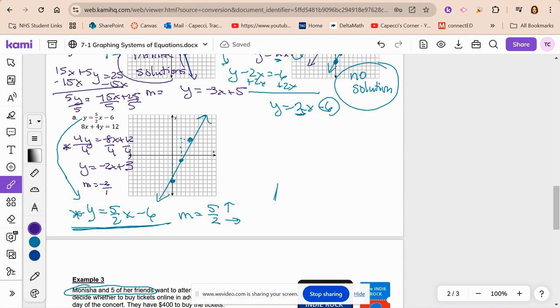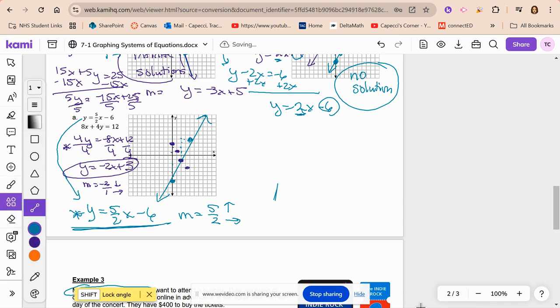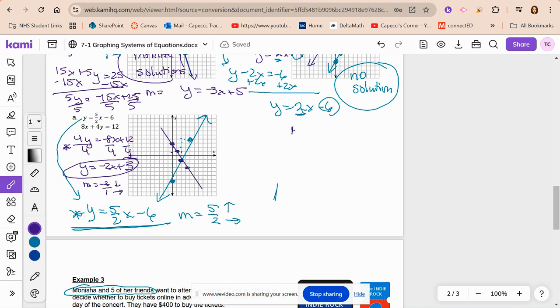I'm going to do the same thing with my other equation, right? I have negative 2 to the right 1, so I'm going to go down to the right 1. So I'm going to start at 3. And I'm going to go down 2 to the right 1, down 2 to the right 1. There's my point of intersection, down 2 to the right 1. And I'll graph my line. Right, arrows on the end.